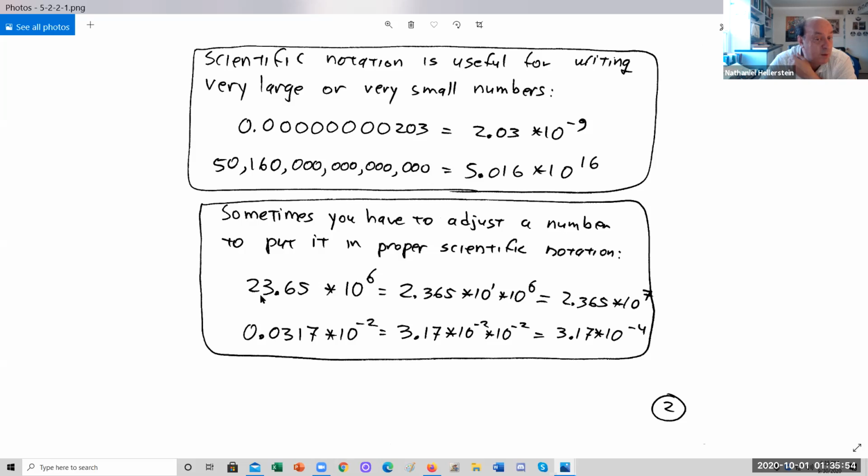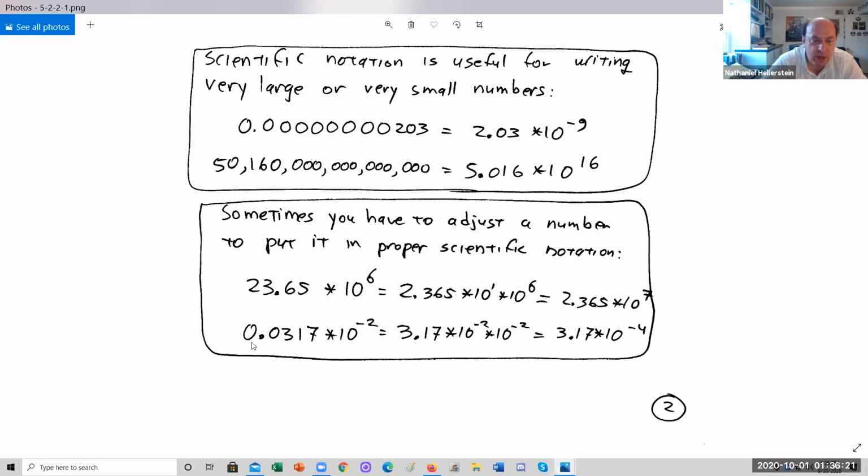Now, sometimes you get a number which is not quite in scientific notation. 23.65 times 10 to the 6th. The problem is that this 23.65 is not between 1 and 10. So what we do is we adjust it. We write 23.65 as 2.365 times 10 to the 1st. That times the 10 to the 6th, we add these exponents and get 2.365 times 10 to the 7th.